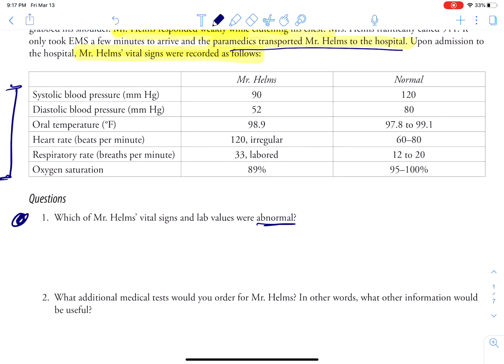What about blood pressure? His blood pressure's low. What about heart rate? His heart rate's high. And not only that, but it's irregular. It's not beating in a regular pattern. What about respiratory rate? Respiratory rate is high. And he's also working really hard to breathe. Okay, his breathing is labored. And what about oxygen saturation? That's low. The amount of oxygen attached to the hemoglobin in the blood is lower than it should be.